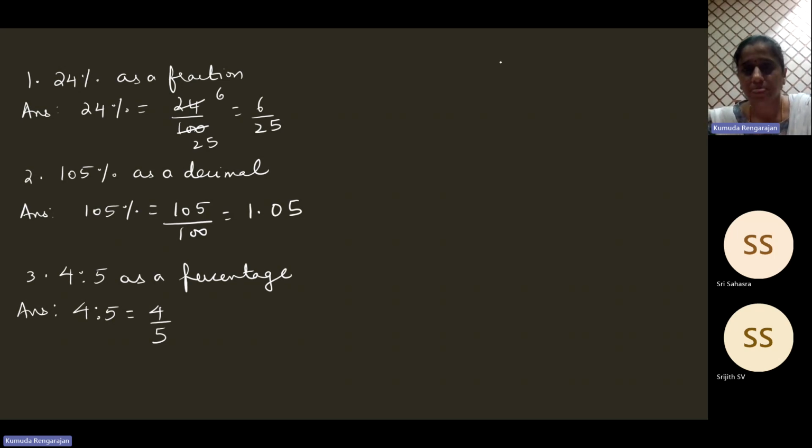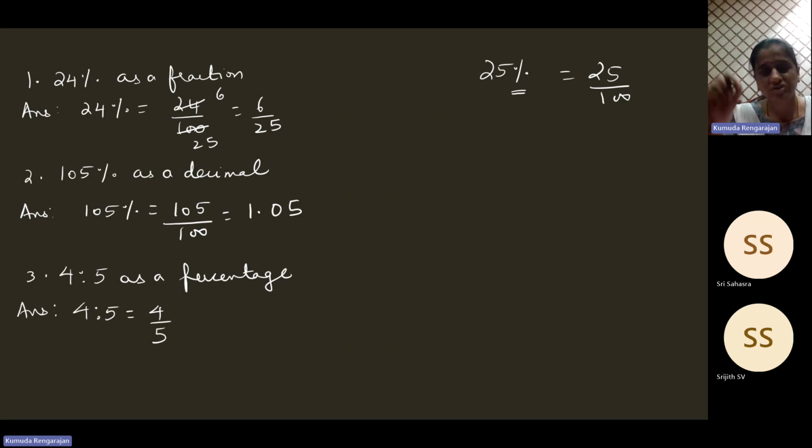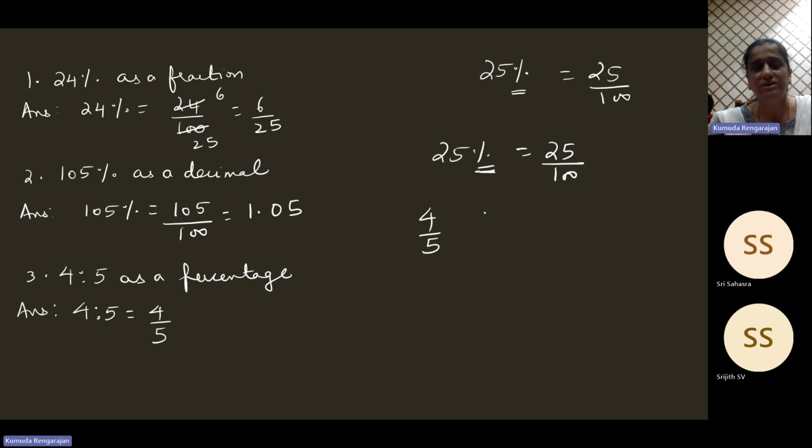See, there are two things. If the percentage symbol is given, like 25%, it means it is 25 by 100. If you have to express something as a percentage, you need to multiply by 100. If the given value is not a percentage, then to express that as a percentage, multiply by 100. If you see the percentage symbol, then you should divide by 100. See, in 25%, you have the percent symbol, so it means 25 by 100. But if you have to write 4 by 5 as a percentage, multiply by 100.